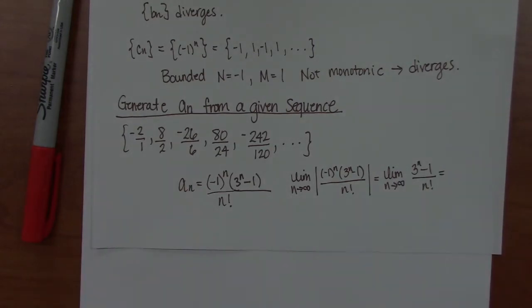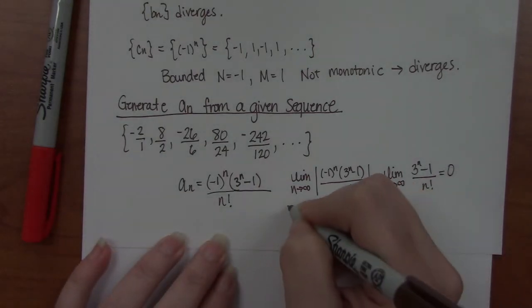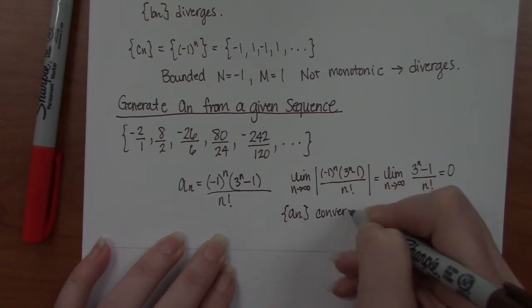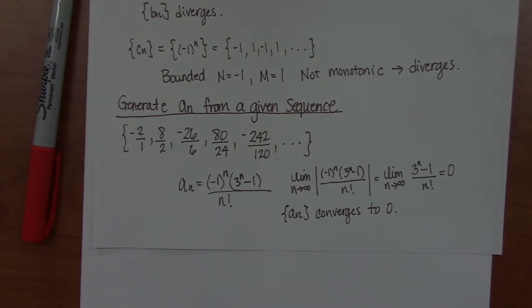And I recognize this limit. This is an exponential over a factorial. So we know the factorial will dominate the exponential, and this limit will be 0. So that means my original sequence also converges to 0.